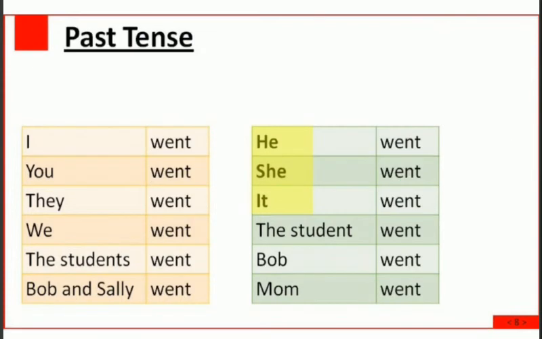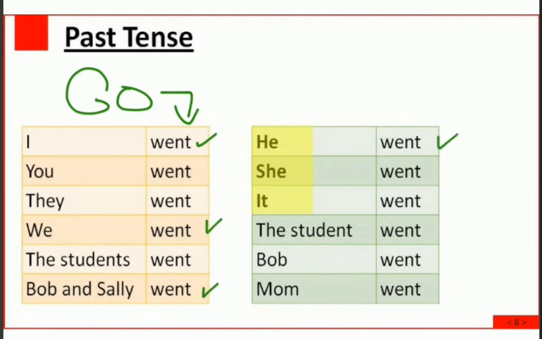Well, let's look at the past tense for the word go. The past tense for the word go is went. I went. We went. Bob and Sally went. He went. It went, and so on.